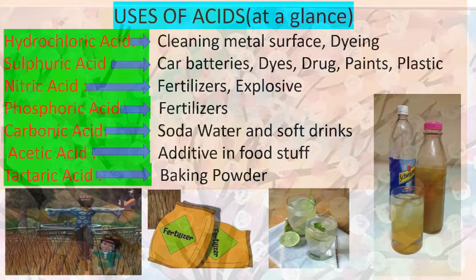Students, as we have learned, acids are very useful in our day-to-day life. Hydrochloric acid is used in cleaning metal surfaces and in the dyeing industry, and sulfuric acid is used in car batteries, dyes, drugs, paints and plastic. Nitric acid is used in making fertilizers and explosives. Phosphoric acid is also used in making fertilizers. Carbonic acid is used in soda water and soft drinks. Acetic acid is used in food. Tartaric acid is used in baking powder. So on the whole, acids are very useful for us.